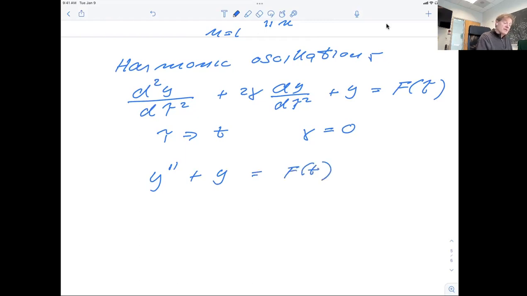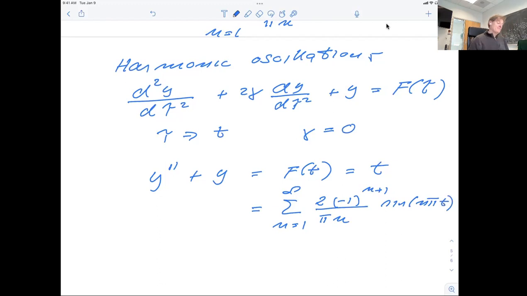So let's now suppose that this function is actually equal to t. Let's just assume that. So this is now our differential equation. And we can now rewrite the right-hand side in terms of this Fourier transform. So we have a sum from n equal 1 up to infinity. So we have these factors which we have in here, which go like 2 multiplied by minus 1 to the power of n plus 1 divided by pi times n. And this is now multiplied with a sine of n times pi times t.